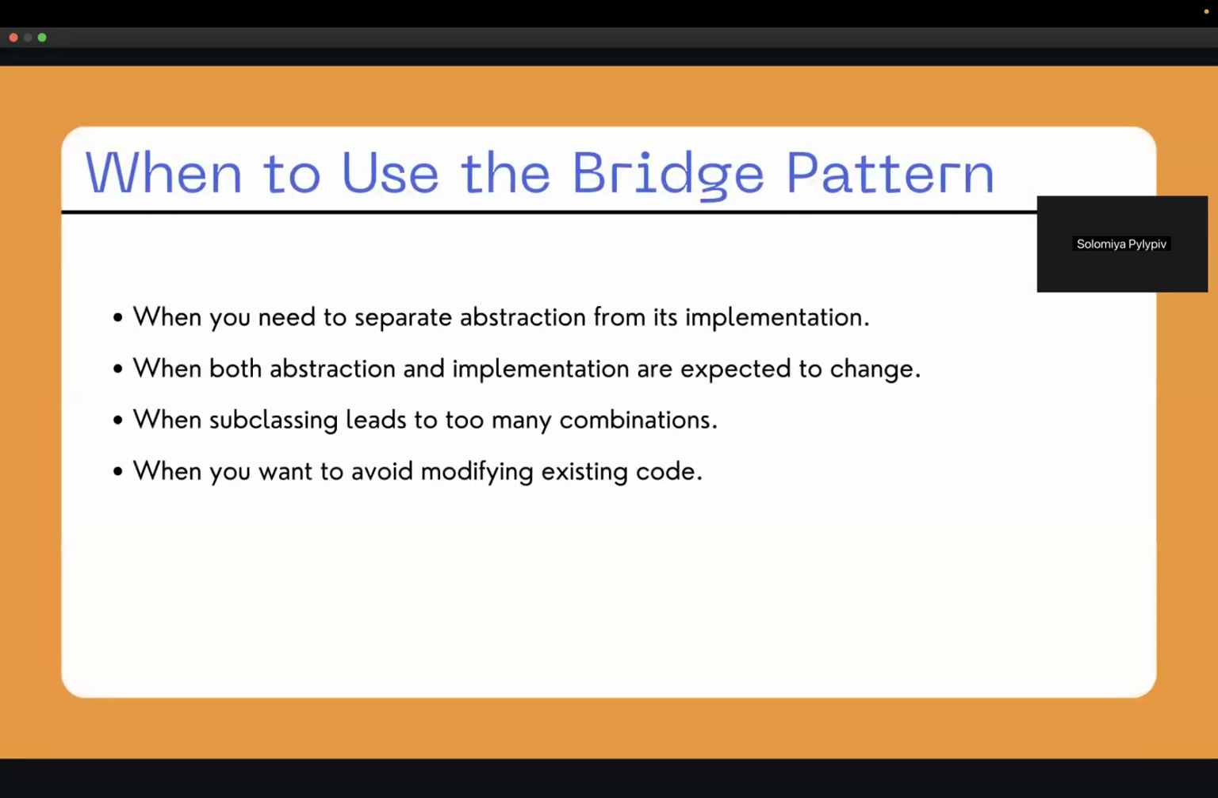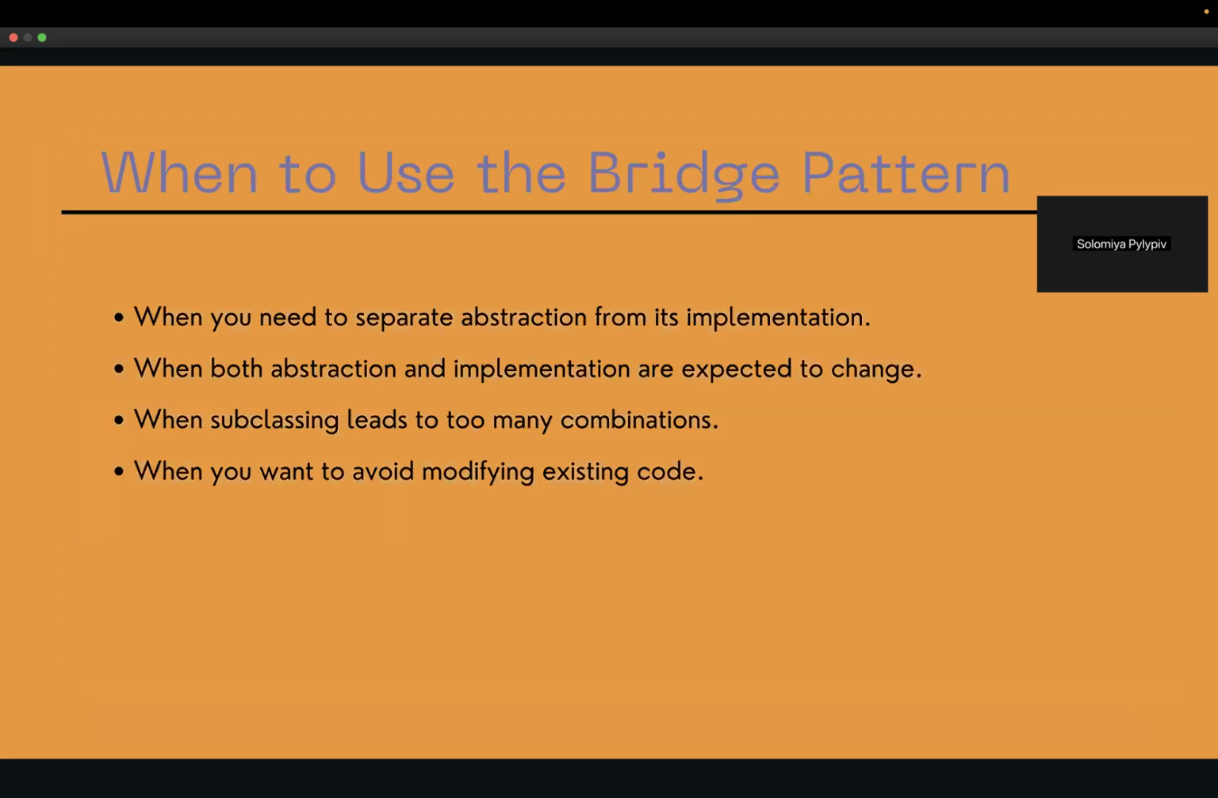So when should we use the bridge pattern? We use the bridge pattern when we need to separate abstraction from implementation, so keeping the high-level logic separate from its details. When we're expecting changes both in the abstraction and its implementation. When there are too many combinations, where subclassing results in too many combinations of classes. And when we want to avoid changing code that already works.